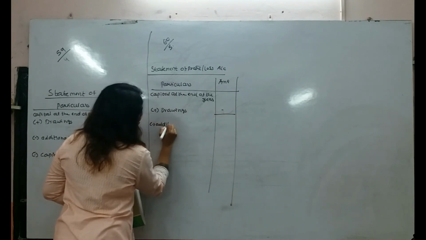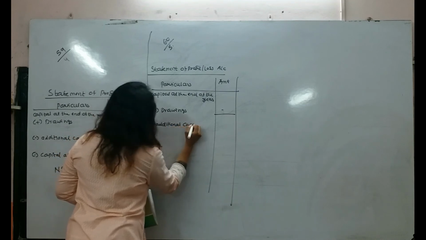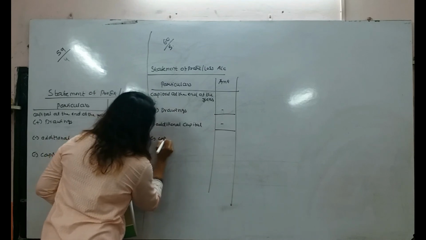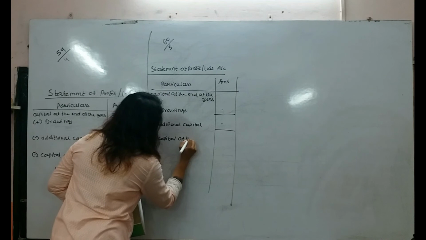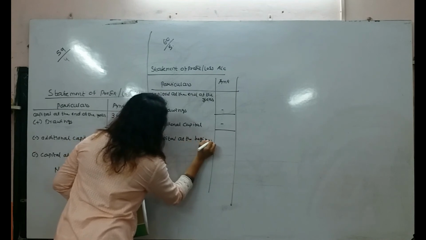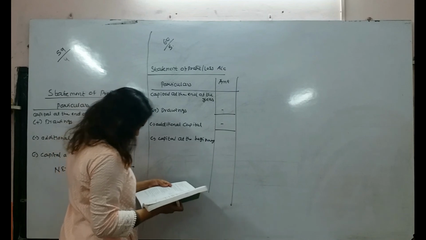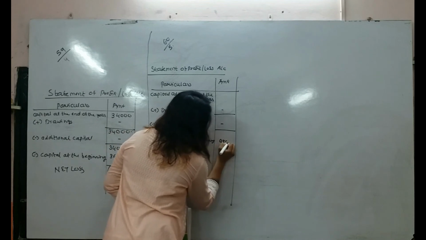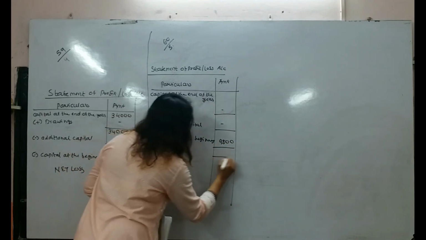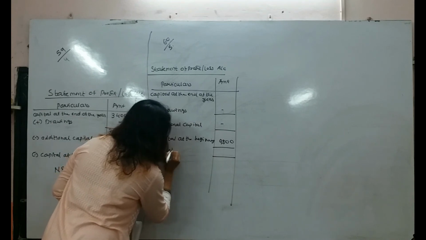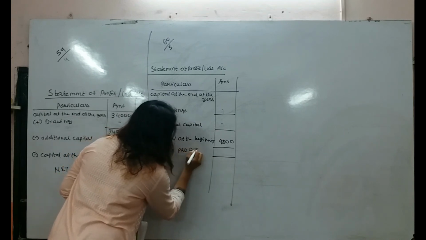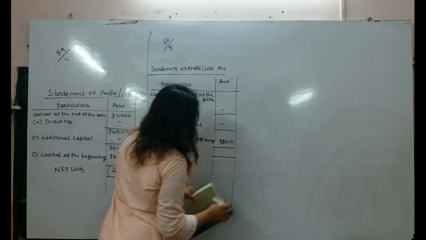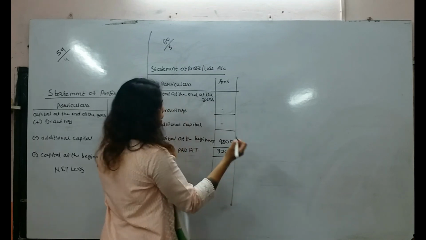Less additional capital. This information is also not there, right? Less capital at the beginning of the year. How much was the capital at the beginning of the year? Capital at the beginning of the year was 9,800. And what do we get here after solving this? We get net profit. What is the net profit? Net profit is 3,200.